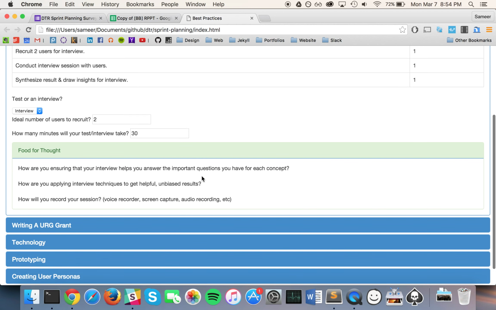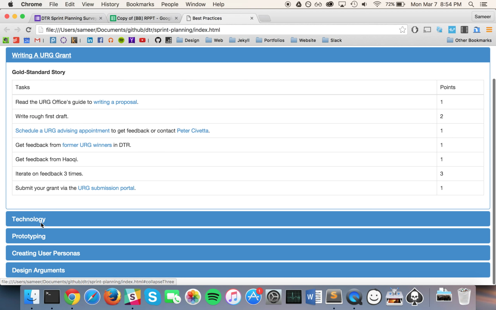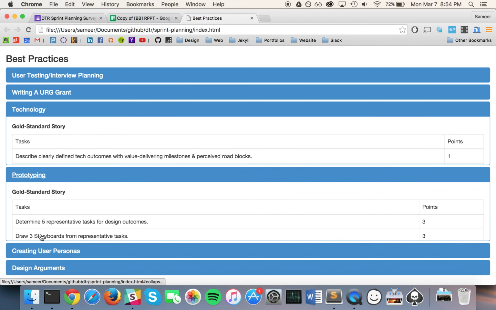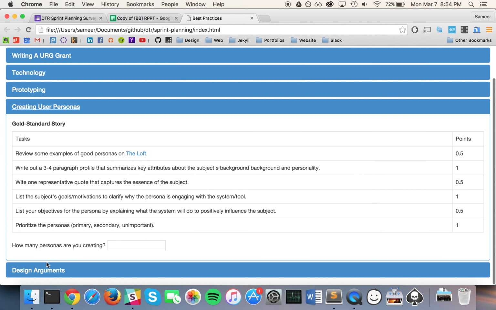And then below we have a couple questions that are higher level, but we want people to think about while they're doing these types of stories. So we're building this list, identifying some best practices here from guides and also from things like the Loft, and just testing these things with users right now.